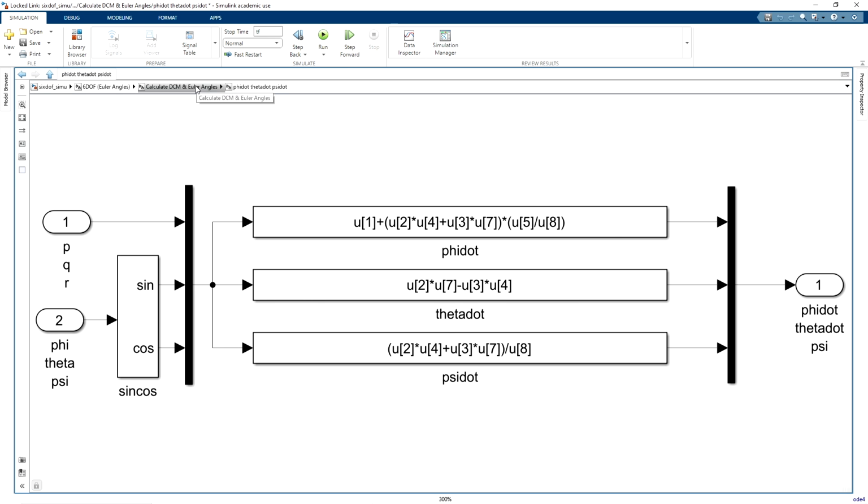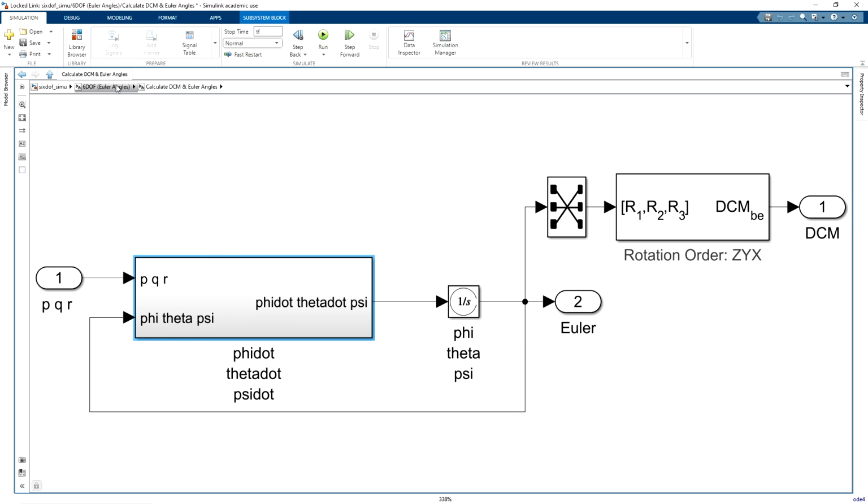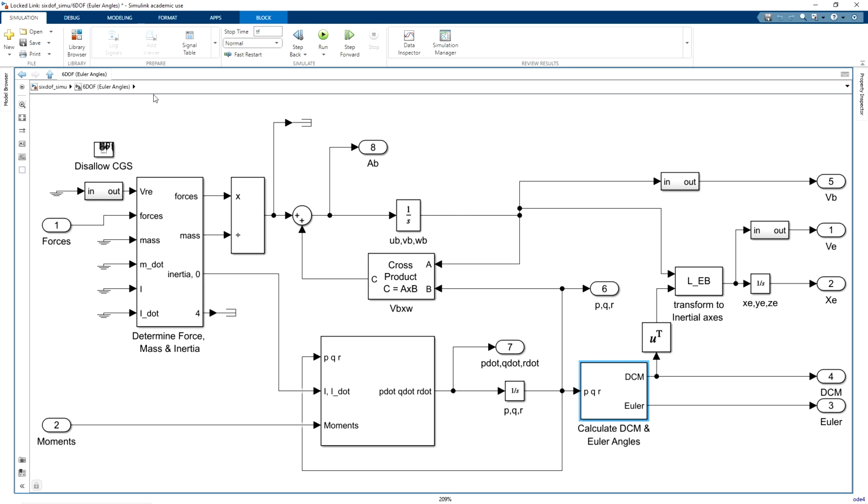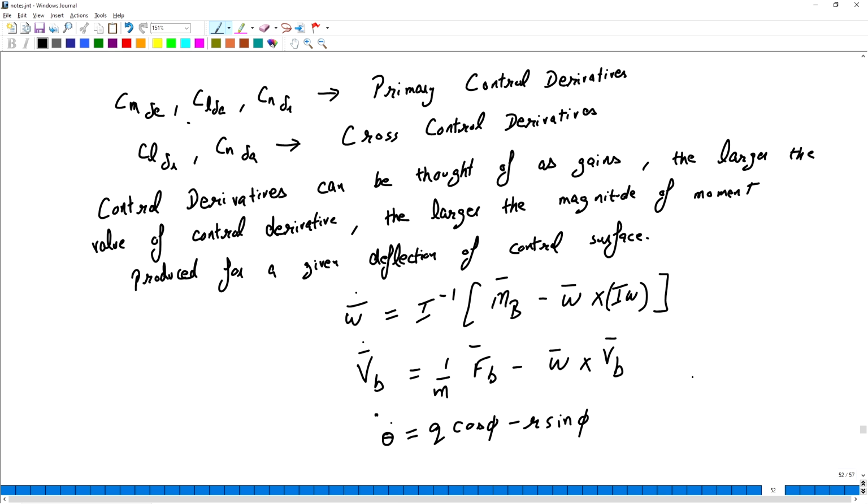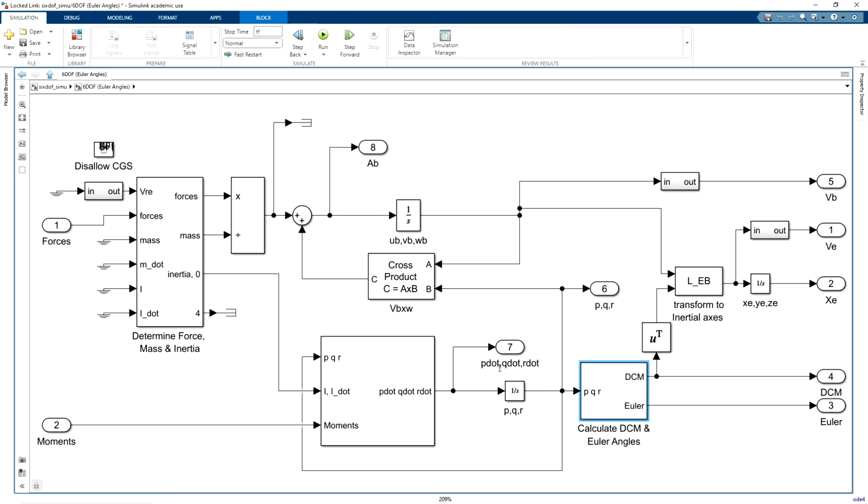All right. So let us check another equation that I have written over here. Omega dot, that is p dot, q dot and r dot, equals I inverse times Mb minus omega cross I omega. So let us see where the block is actually calculating the rates. Here we have p dot, q dot and r dot, and it is integrating to get p, q and r.